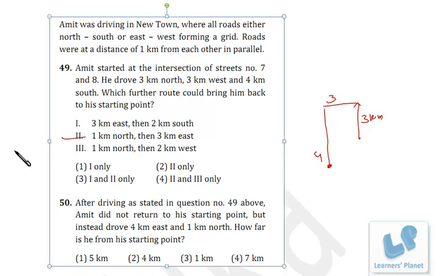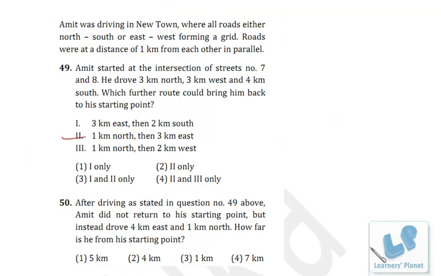That's this. Okay. Here, after driving as stated in the question above, Amit did not return to the starting point but instead drove 4 km east and 1 km north. How far is he from his starting point? See, 3 km east and 1 km north and he is reaching his starting position. Now he is moving 4 km east and 1 km north. That means he is 1 km away from his starting point. So that's pretty simple. Okay.